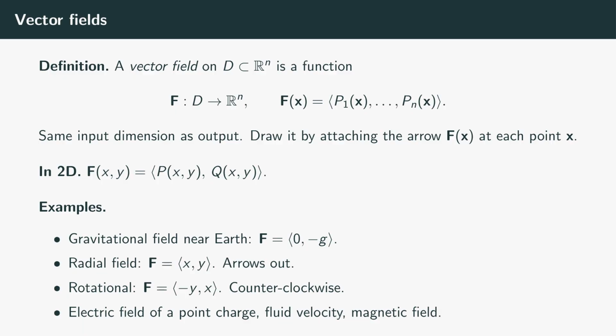Examples are everywhere in physics. Near Earth's surface, gravity is the vector 0, negative g: uniform downward arrows. The radial field, the vector x, y, has arrows pointing out from the origin, growing in length. The rotational field, the vector negative y, x, has arrows tangent to circles around the origin, a swirl. Electric fields, fluid velocity, magnetic fields, force fields: vector fields are the language of vector calculus.